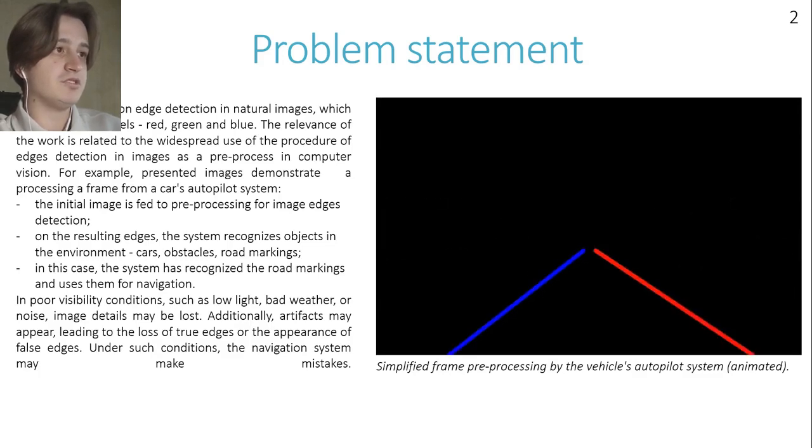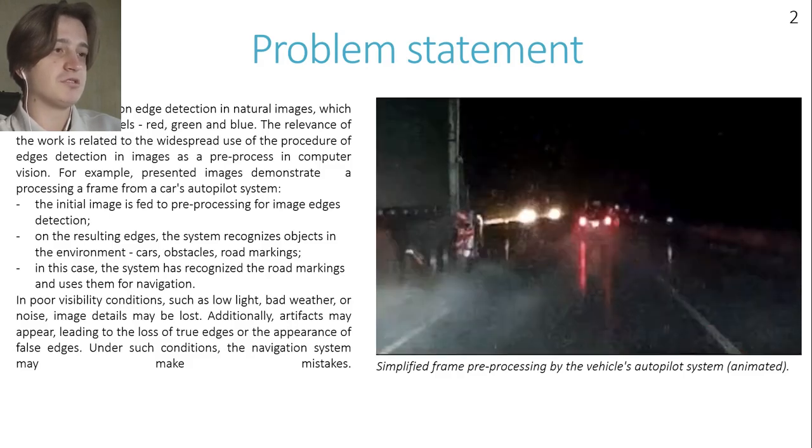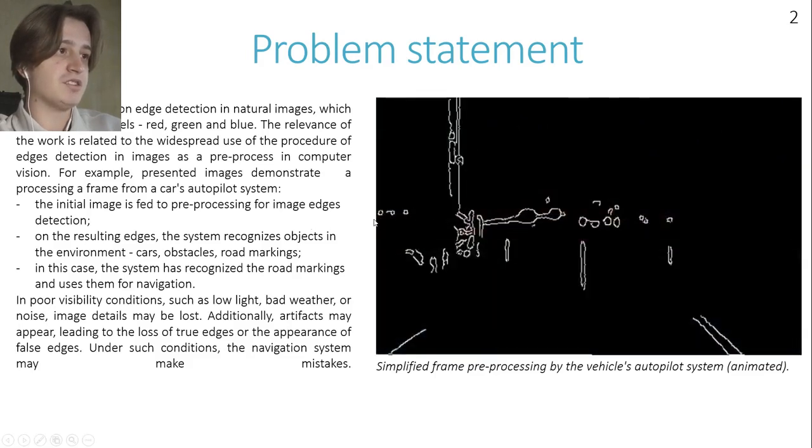But in invisibility conditions such as low light, bad weather, or noise, image details may be lost. Additionally, artifacts may appear, leading to the loss of true edges or appearance of false edges. Under such conditions, the navigation system makes mistakes.